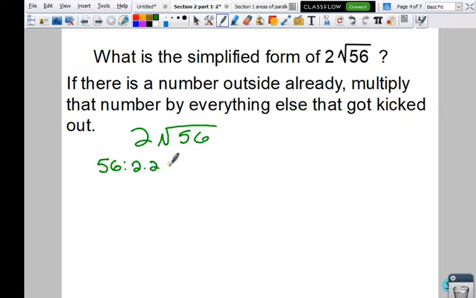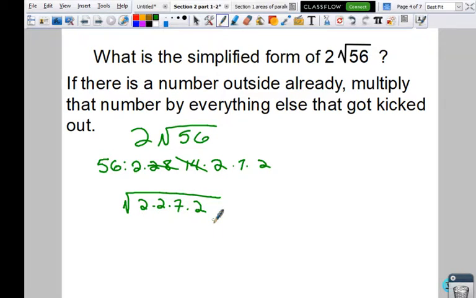Luis, how can you split up 28? That is 14 times 2. Yep, 14 times 2, right? 28 is really 14 times 2. And Jace, what's 14 really? 7 times 2, right? Okay, so I split up 56. So we're going to have a 2 times 2 times 7 times 2.